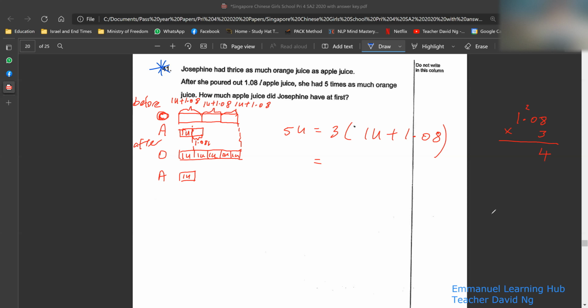Then after that? Then equals 2 and 3. Then put a dot. You put a decimal here, because the decimal is 2 places away. So 3 times 1.08 is 3.24. So when I open this bracket, 3 times 1 unit is 3 units, and 3 times 1.08 is 3.24.